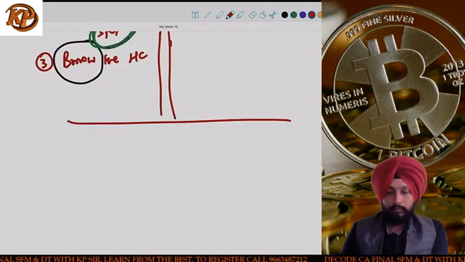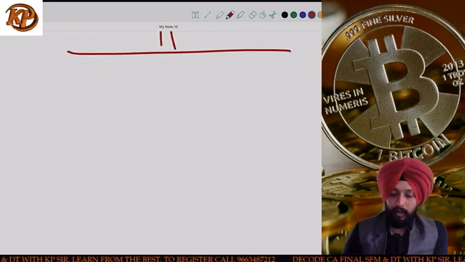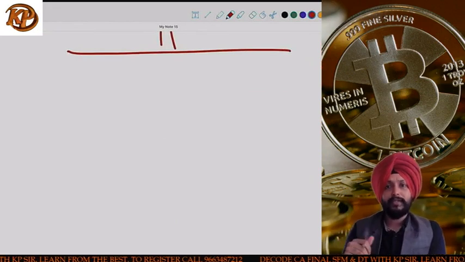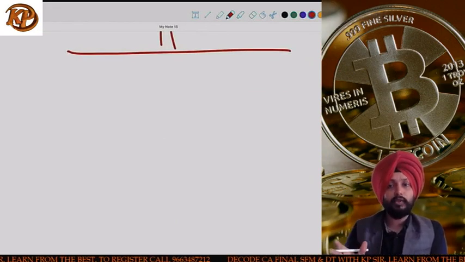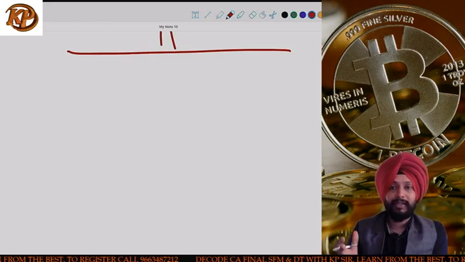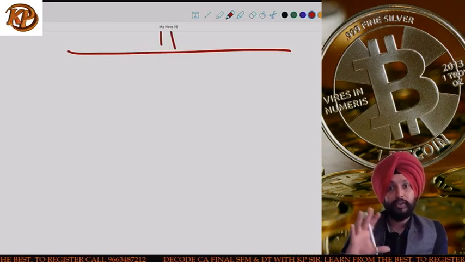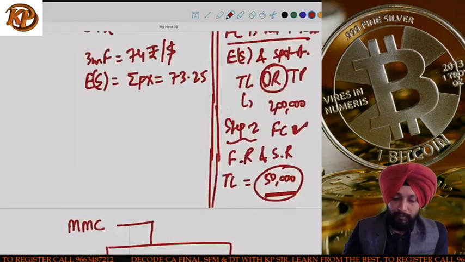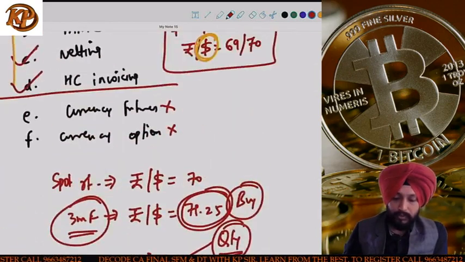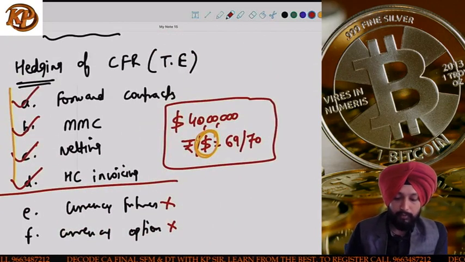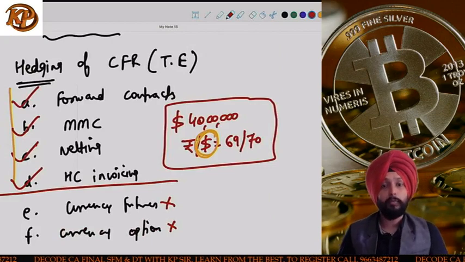Okay, so basically we are done with the hedging strategies, guys. Yes, currency options and currency futures are left. That we will be discussing in the derivatives revision classes, not now. This is where we started: we are done with forward cover, we are done with money market cover, we are done with netting, we are done with home currency invoicing.